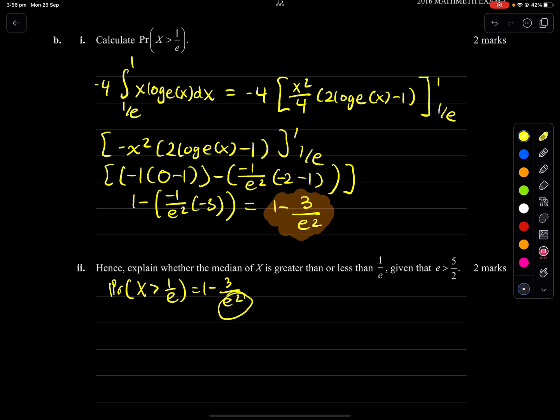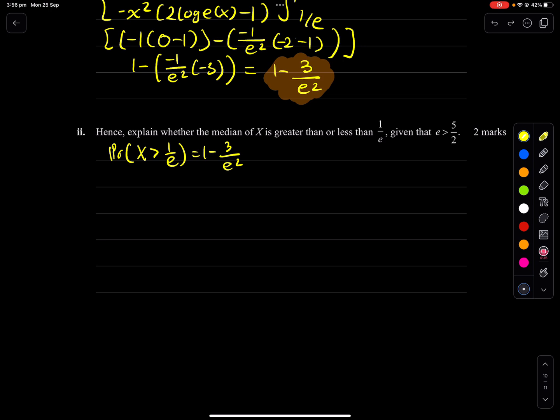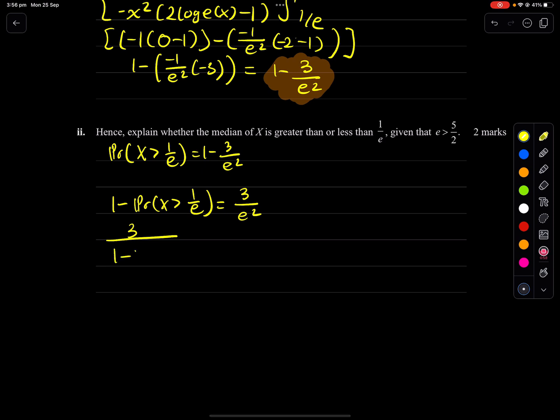And let's solve for e, actually. Let's solve for e. So, it will give us 1 minus probability of x is greater than 1 over e, 3 over e squared. Yeah. And that will give us 3 over 1 minus probability of x is greater than 1 over e for e squared.